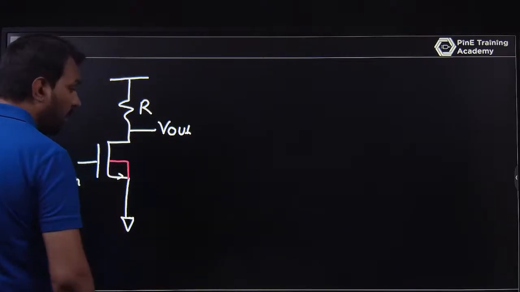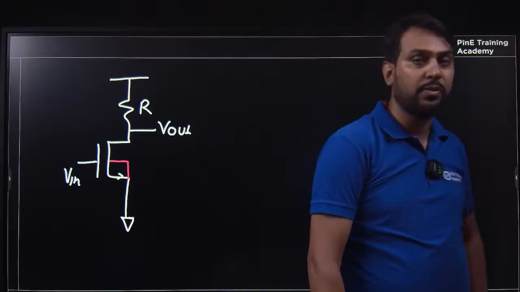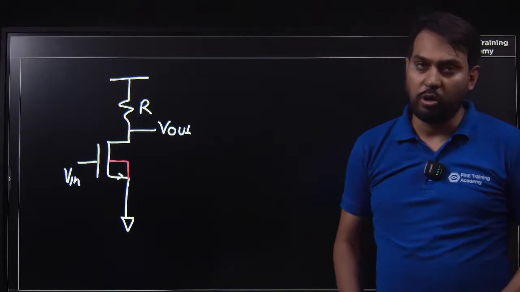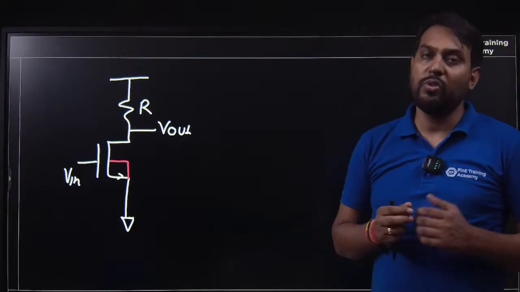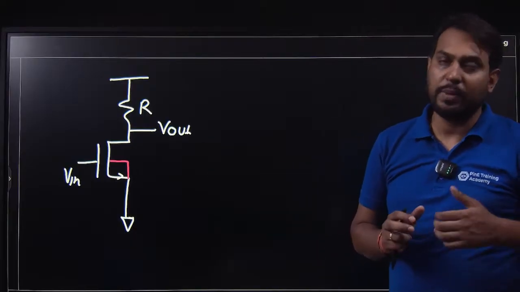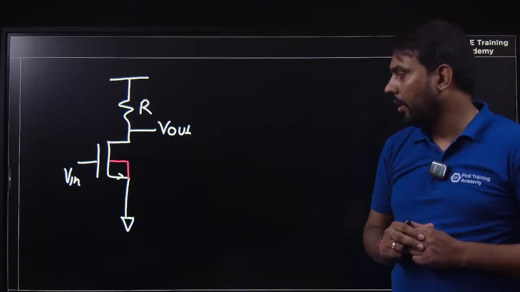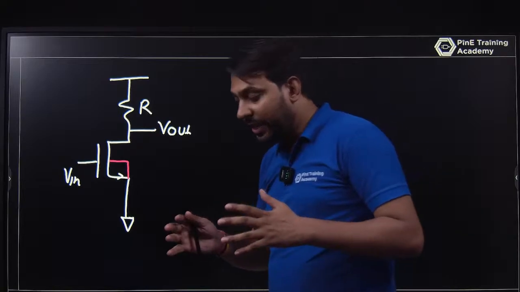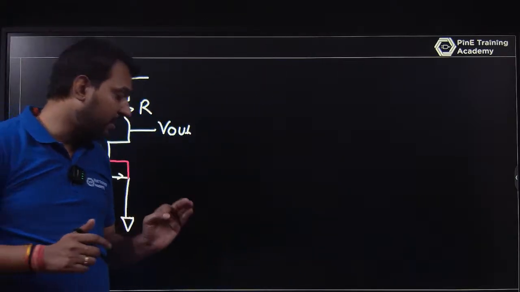As you know, VSB is 0, so VTH will be VTH naught. The threshold voltage is not affected by the source to body voltage. If VS and VB have different potentials, VTH will increase or decrease as per the effect of VSB.